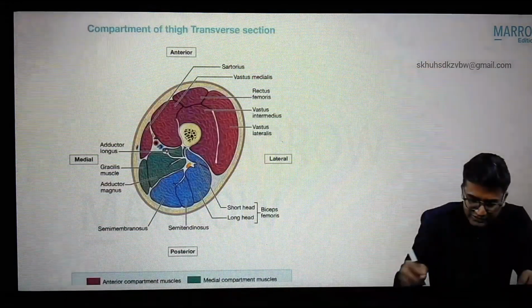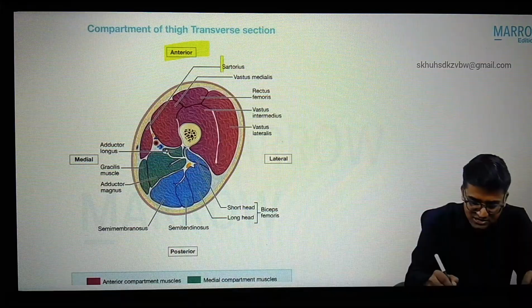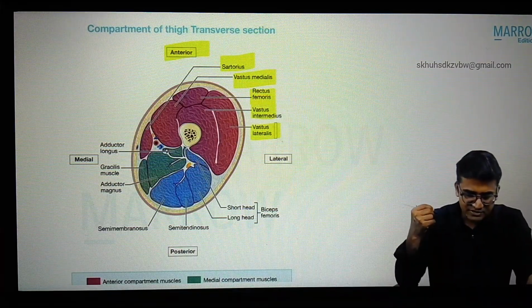Now first we're going to start with the front of thigh. Yes, femoral nerve supply, muscles: sartorius and the quadriceps femoris muscle.